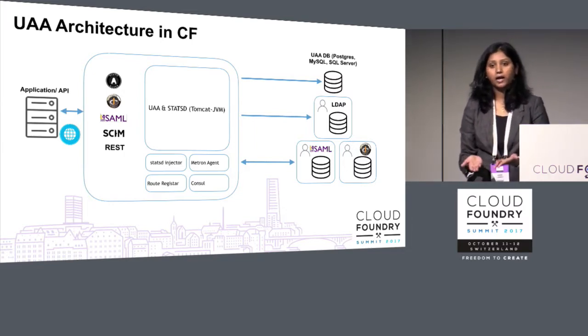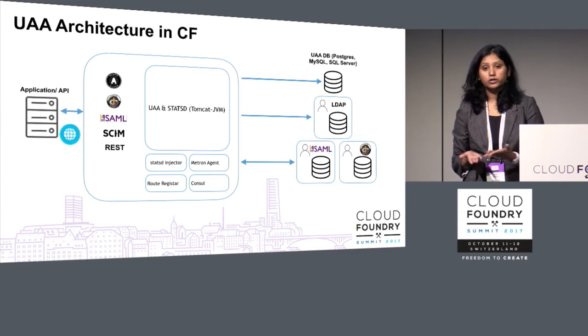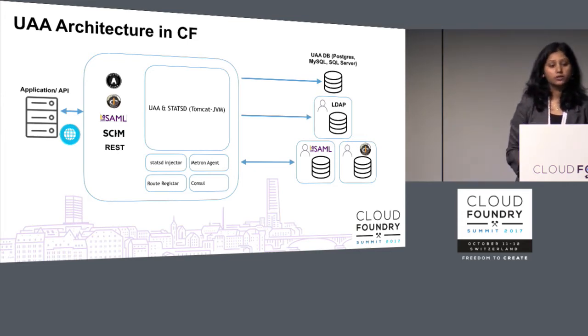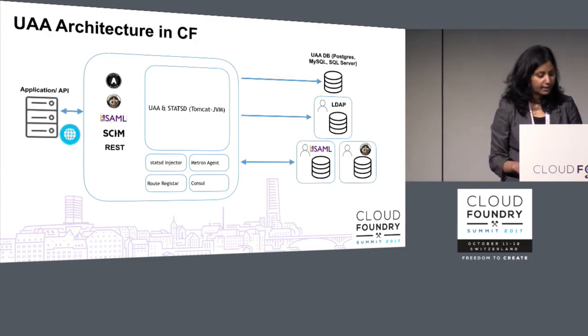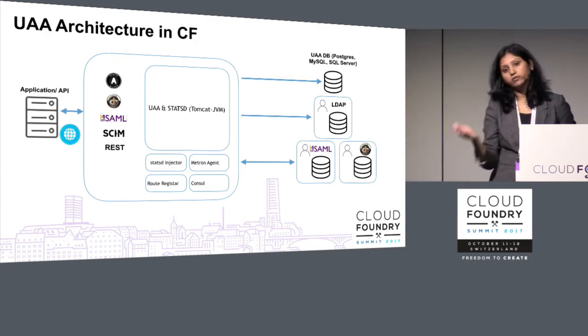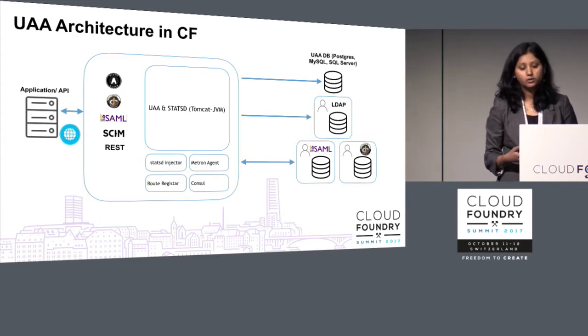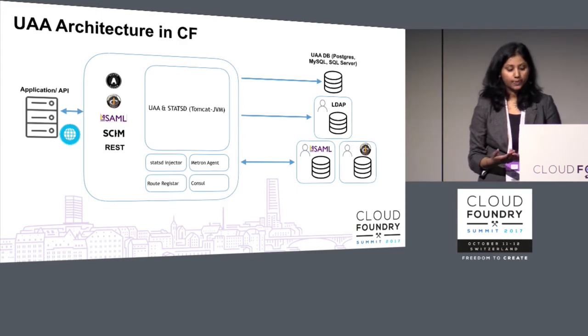Beyond that, we have an admin interface for user and group management. We follow a standard called SCIM, which is System for Cross-Domain Identity Management. And then we have REST APIs for all of our management in general. So if you're managing identity providers, zones, groups, users, there is a REST API for that.